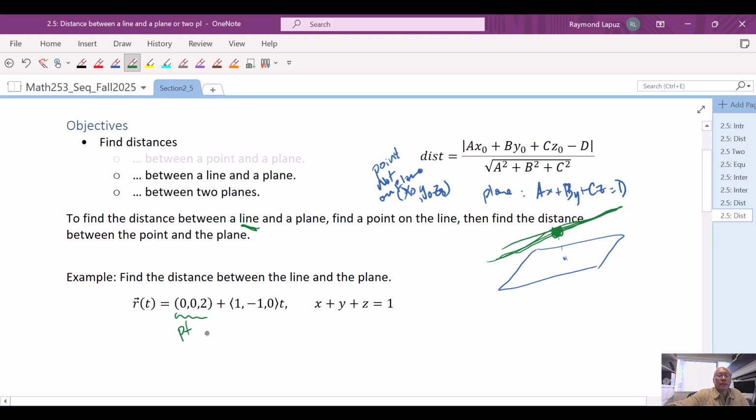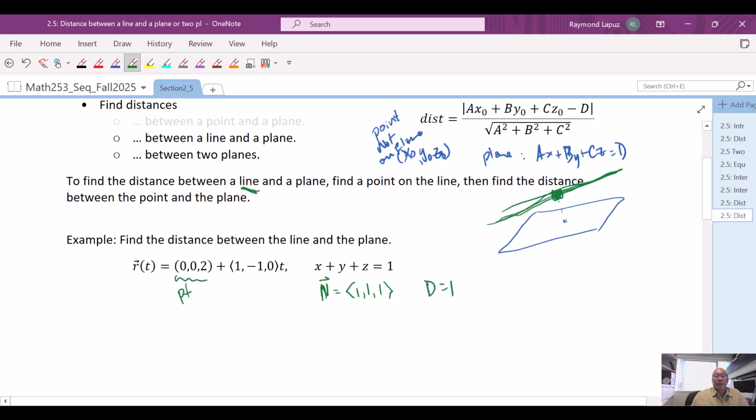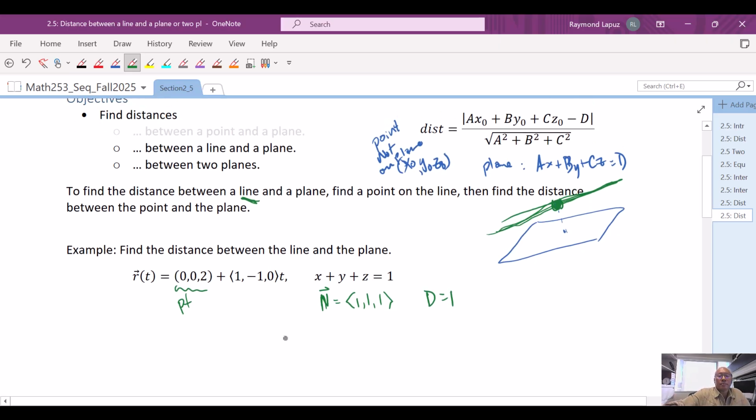So we got 0, 0, 2. And then the normal vector for the plane is the other thing that we need, a, b, c. And then we also need a d, but d is equal to 1. So the normal vector is 1, 1, 1. And then the d is also equal to 1. All right, so let's use this formula. It's going to be ax, so 1 times x naught is 0, plus b is 1, and let's label this x naught, y naught, and z naught.